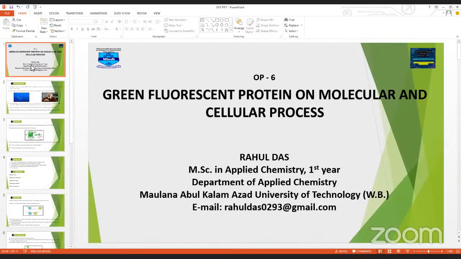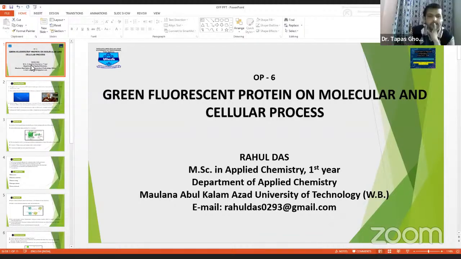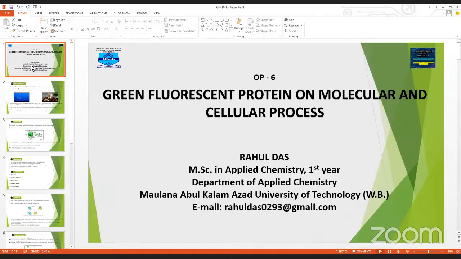There is a question in the chat box: how is GFP tagged to the protein? GFP is tagged by gene fusion. It is mainly done by the gene encoding process of the protein that we want to track.